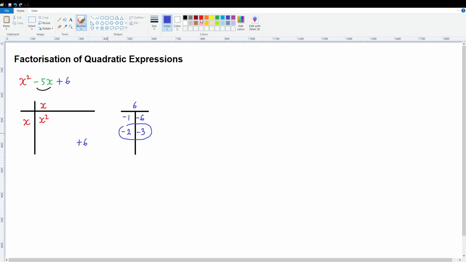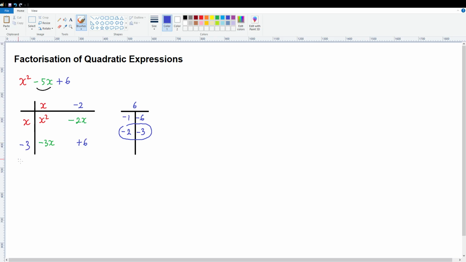And then you can write down the minus 2x here and the minus 3x here. To get minus 2x from x, you need to multiply this x by minus 2, so you can write down minus 2 on this table. And to get minus 3x from x, it comes from minus 3 times x, so you need to put minus 3 in this table.